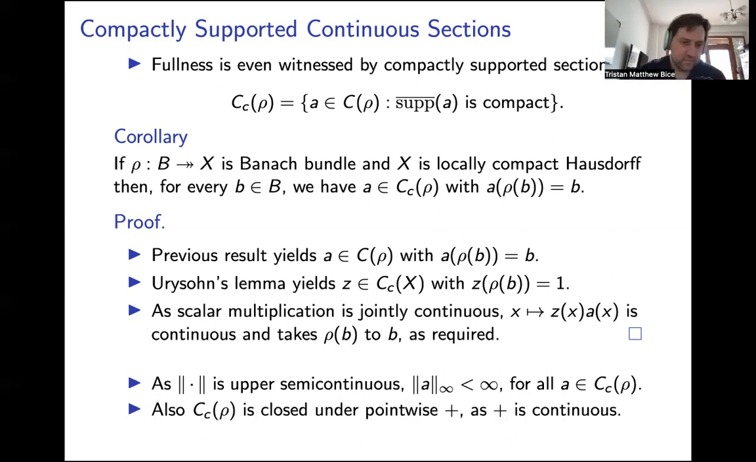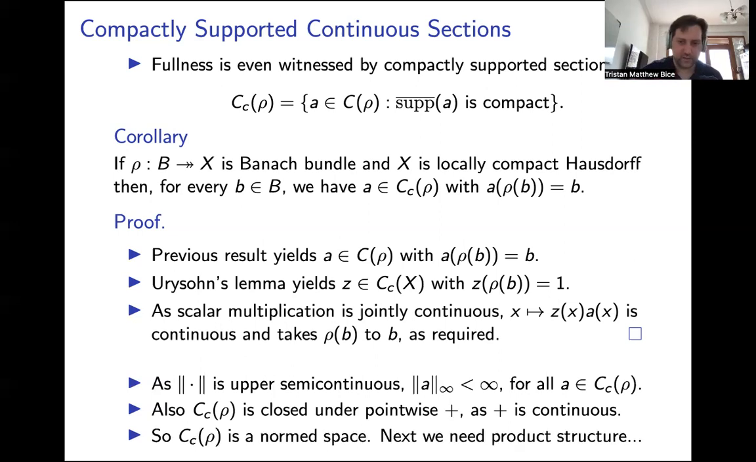So at the moment we have these compactly supported continuous sections, and thanks to addition being continuous, we know we can add them. Thanks to scalar multiplication being continuous, we can have a scalar product. We have a nice norm now. So we have a normed space, which is a good start.